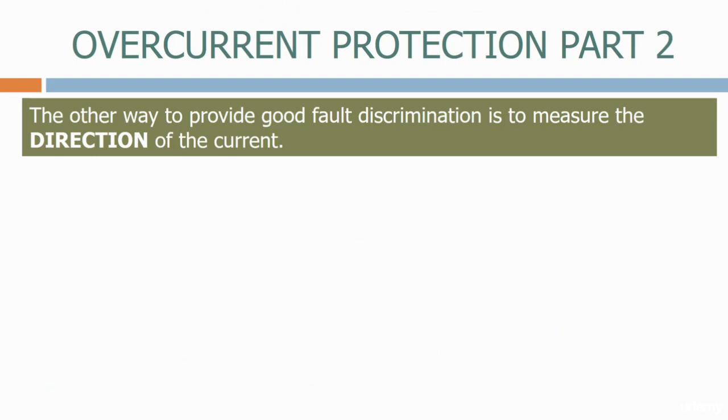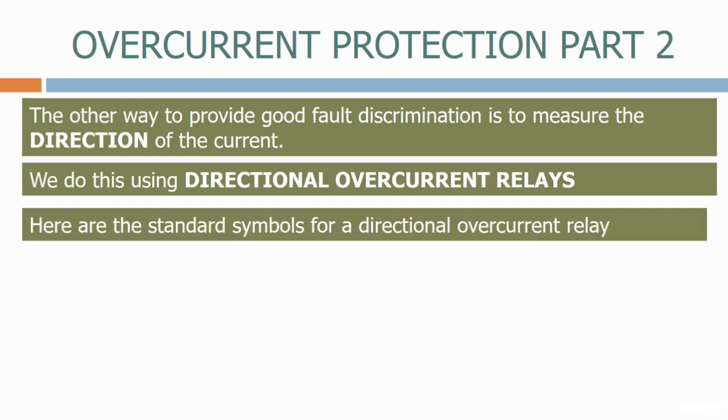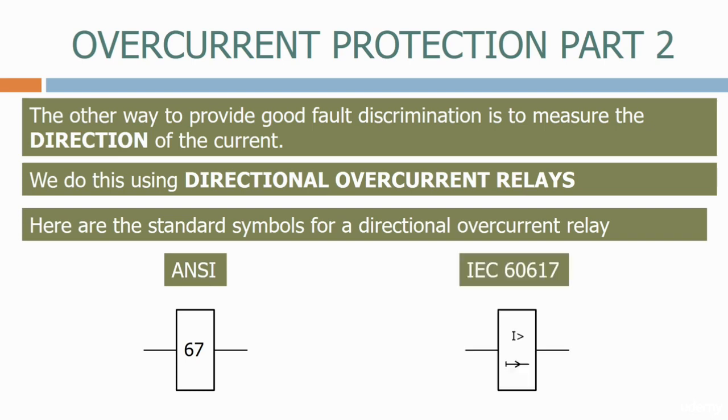The other way to provide good fault discrimination is to measure the direction of the current. We do this using directional overcurrent relays. Here are the standard symbols for a directional overcurrent relay. Firstly, we have the ANSI symbol and the IEC symbol.